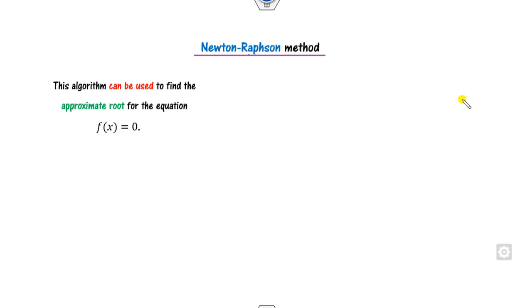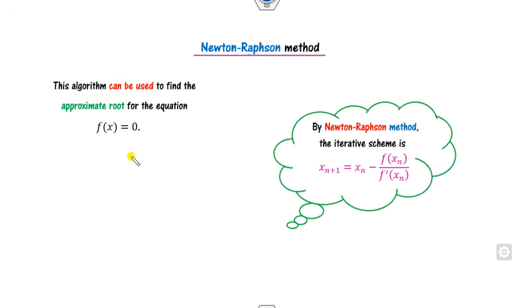So what is the Newton-Raphson method? As we discussed in our last video, this method is used for finding the approximate root of the equation f(x) = 0, and the iterative scheme used for the Newton-Raphson method is here. In our last lecture we derived this, we discussed the convergence condition, and we also discussed the order of convergence, which comes out to be 2.